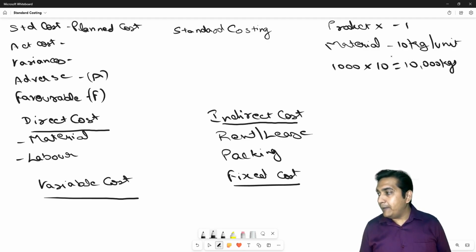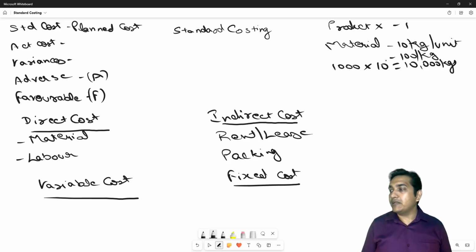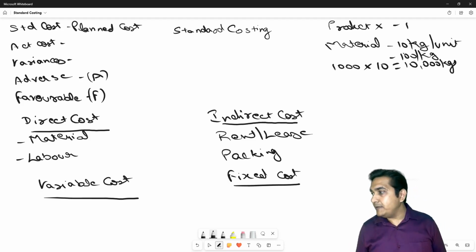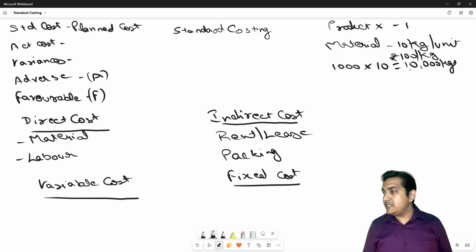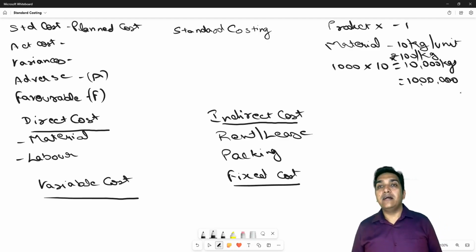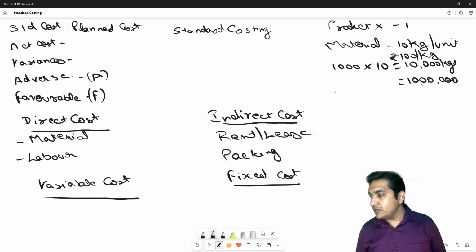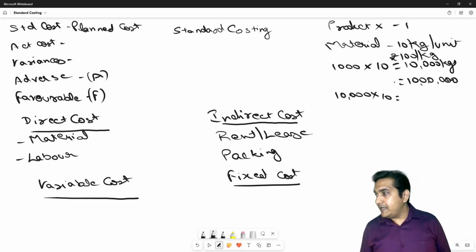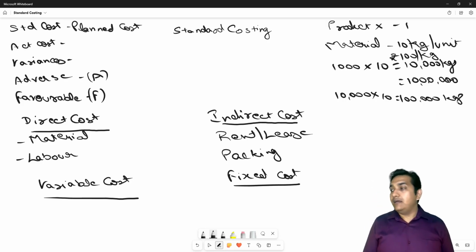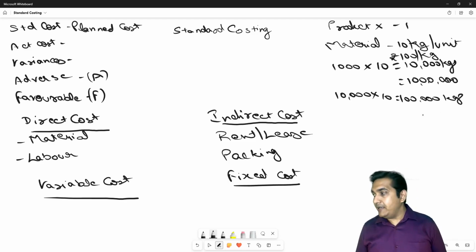Now, if I am purchasing material at 100 rupees per kg, my cost of material will come to 10 lakhs. Now, if I am producing 10,000 units of product X, I will need 1 lakh kgs of material, and my cost will increase to 1 crore.